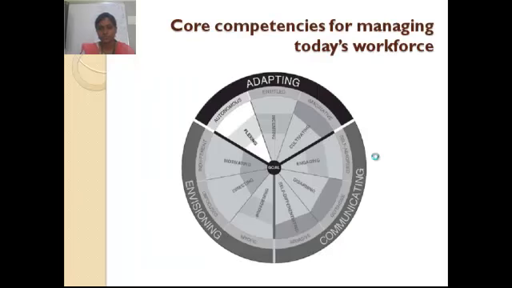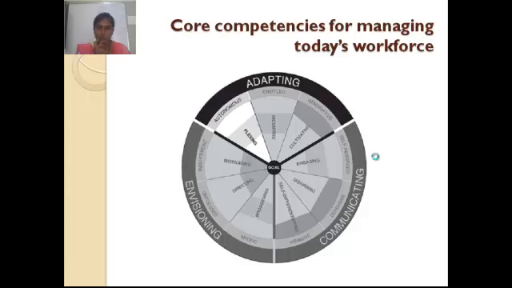So what are the core competencies for managing today's workforce? The core competencies can be divided into three parts. The first is adapting, communicating, and envisioning. So what do you mean by adapting? Often the millennials are characterized as being autonomous, meaning that they want work-life balance, they want to do their own thing as and when they want to do it.